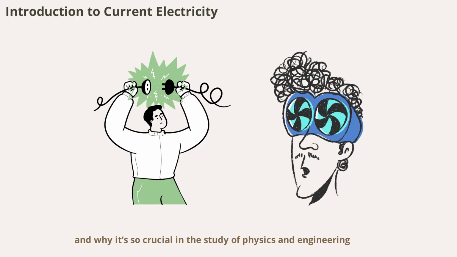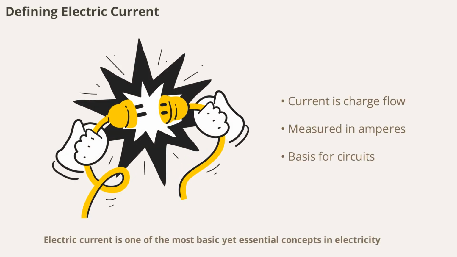physics and engineering. Electric current is one of the most basic yet essential concepts in electricity. It refers to the rate at which electric charge flows through a conductor. Imagine a wire with charges moving through it. The amount of charge passing through a cross-section per unit time is called the electric current. It's measured in amperes, where 1 ampere equals 1 coulomb of charge passing per second. Understanding current is fundamental, as it forms the basis for analyzing all electrical circuits and devices.